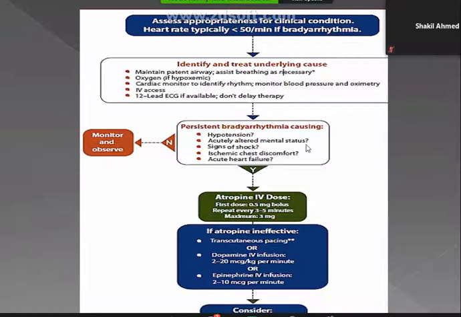If persistent bradycardia causes hypotension, acute altered mental status, or signs of shock or ischemic insult, if no, monitor the patient. If yes, we can go for atropine first dose, then repeated doses. If atropine is ineffective, immediately go for transcutaneous pacing. If it is not available, we can give dopamine or epinephrine, and arrange for expert consultation and transvenous pacing.